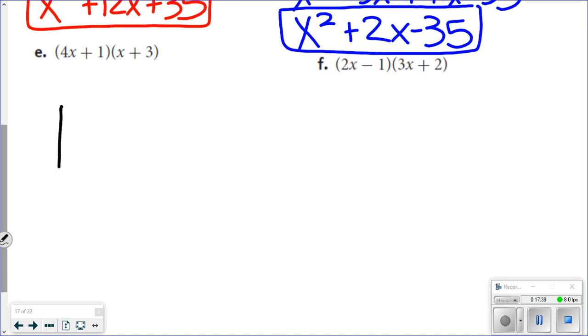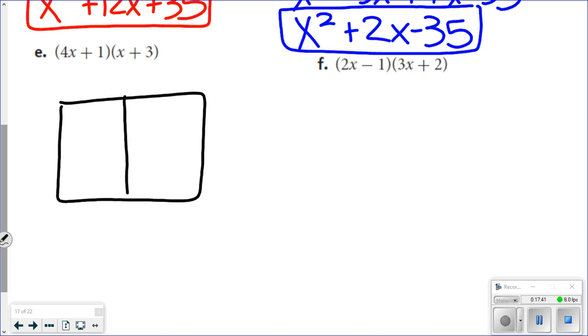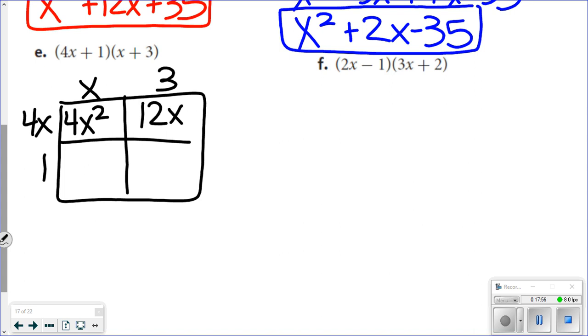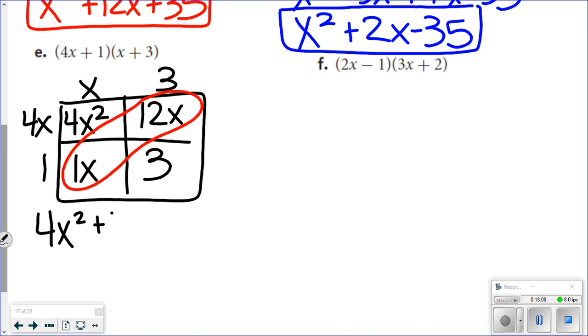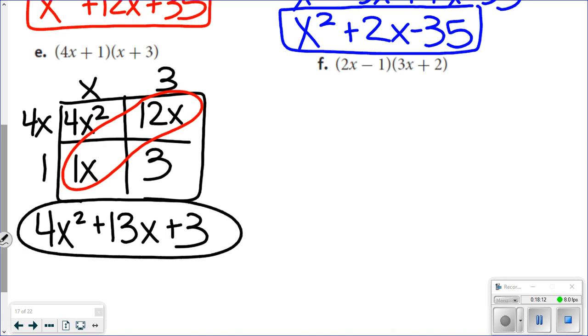Why don't I use the box just to show it again? So I'm going to place my 4x here, 1, x, 3. Remember, you can switch the top and the sides if you want. 4x times 3, 1 times x, 1 times 3. My like terms here are the x terms, which are on the diagonal. And this will be my final answer.